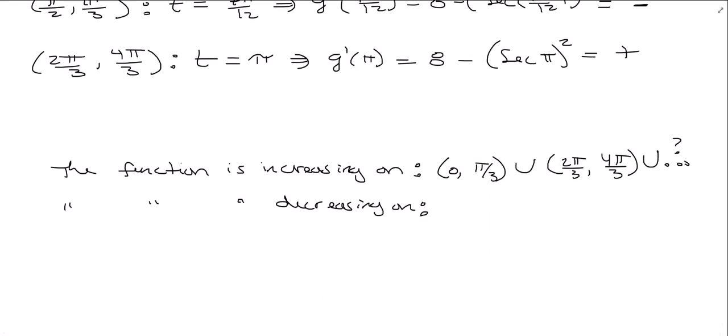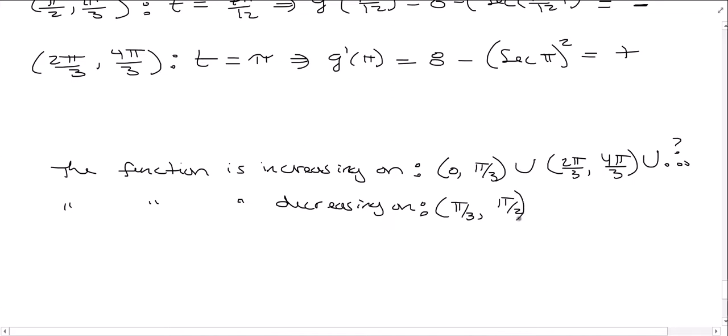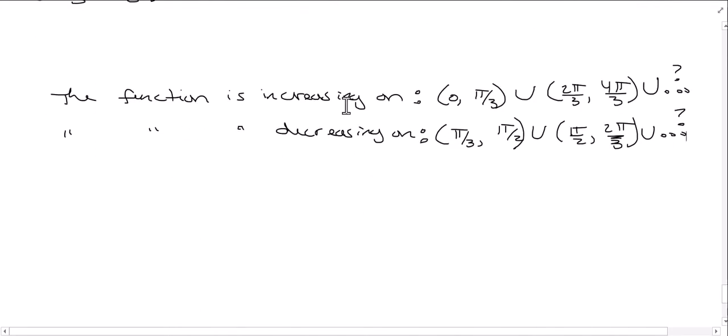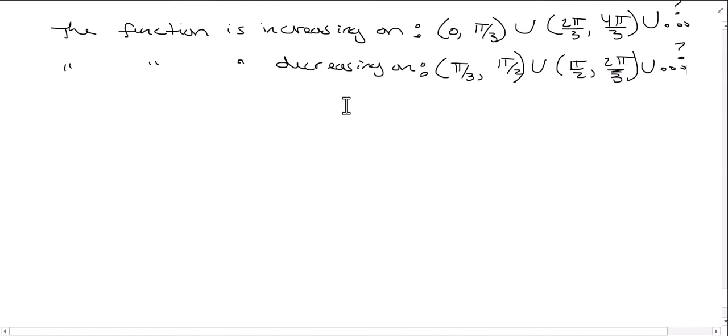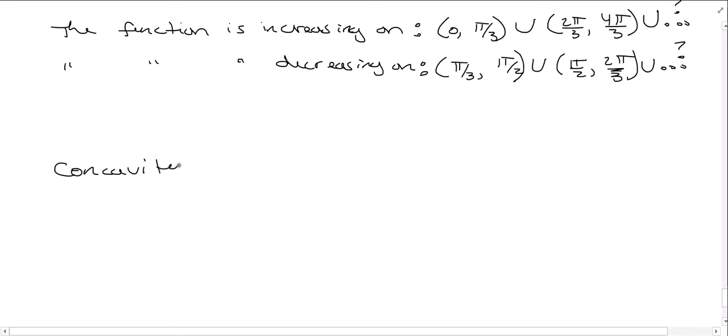And so we can start listing our decreasing. So we can say pi over 3 to pi over 2, union, pi over 2 to 2 pi over 3, union, and then finish it off with, after you do the test points for the 3 remaining little intervals. All right, so that's where the function is increasing and decreasing. Now what about concavity? The curvature of the function.